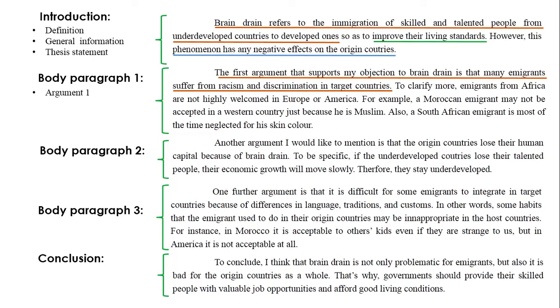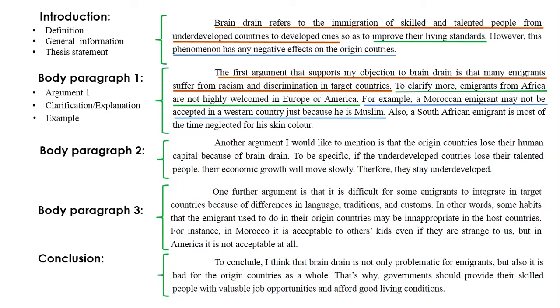Plus the first argument, we are going to give an explanation or clarification of our argument. Okay, to clarify more, immigrants from Africa are not highly welcomed in Europe or America. This is a clarification or an explanation to our first argument. Plus what? Plus for example. Yes, very good. It is an example. I am going to give an example of what I have said before. For example, a Moroccan immigrant might not be accepted in a Western country just because he is Muslim, for example.